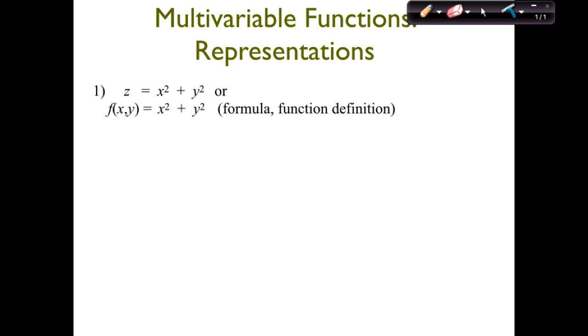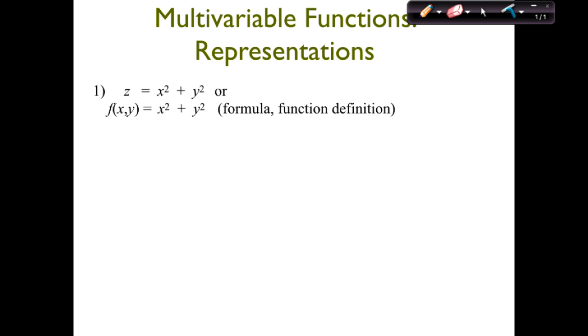Okay, so we have different representations. I think there's 4 that we want to talk about, 4 ways to represent these functions. The first is a formula. So we saw z equals x squared plus y squared. What is that?